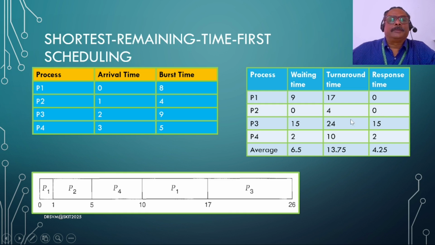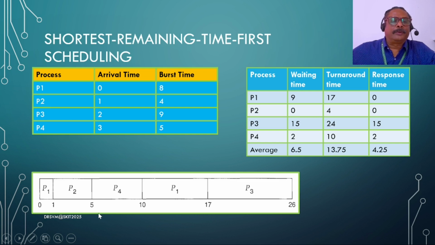As far as response time is concerned, P2 has come at 1 and P2 starts working at 1, therefore response time is also 0. Now looking for P3 has come at 2 and P3 starts working at 17, so 17 minus 2, so for 15 units of time it had to wait to get its chance, and the turnaround time, it has come at 2, completes at 26, therefore it takes 24 units of time to complete its work from the time it has come in. And looking at the response time, it came at 2 and it started running at 17, therefore 15 units of time was the response time for P3.